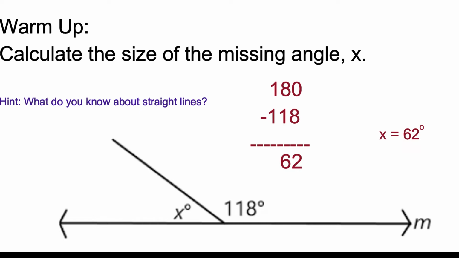And I can double check that if I add those two angles together. 118 plus 62 gives me 180 degrees. So I know I'm correct. That missing angle x is 62 degrees.